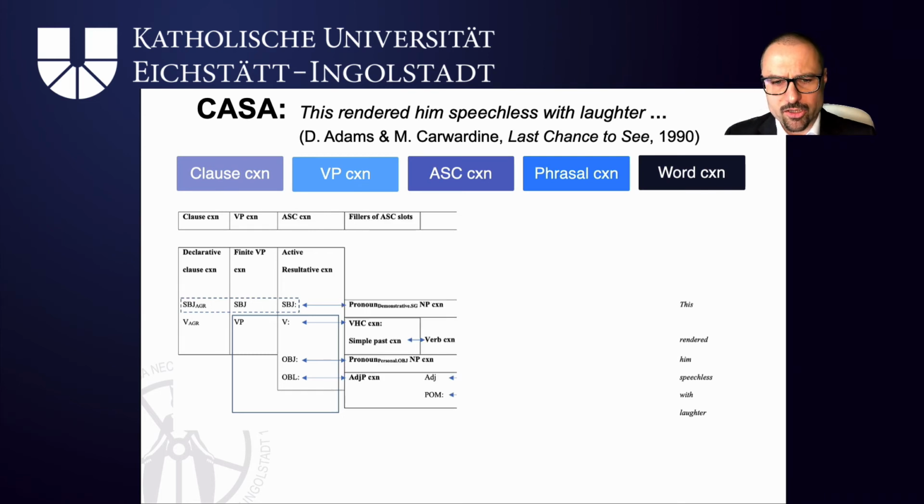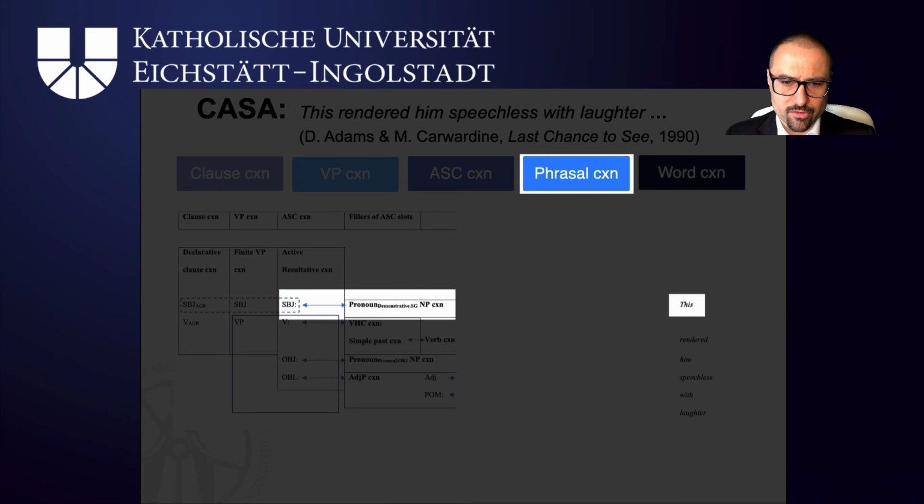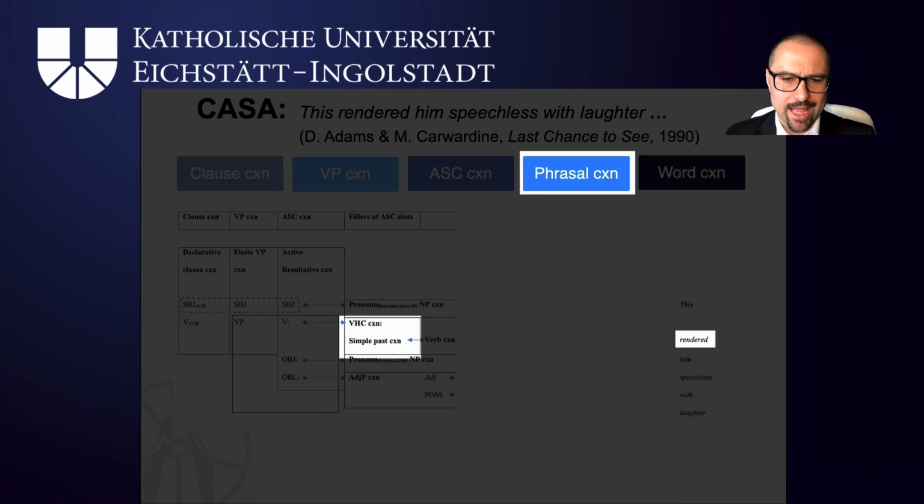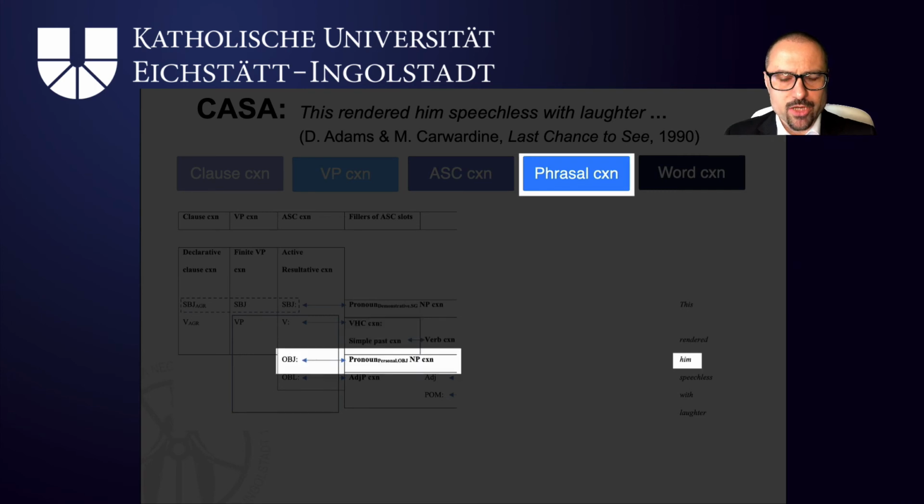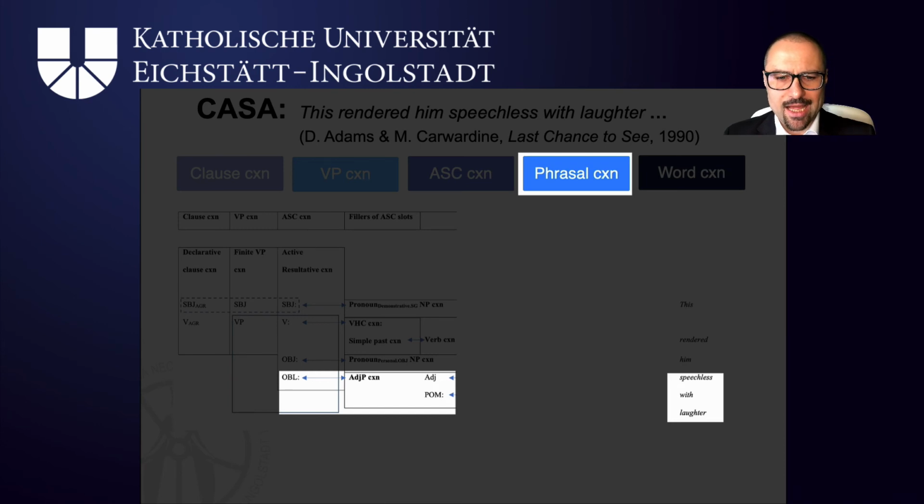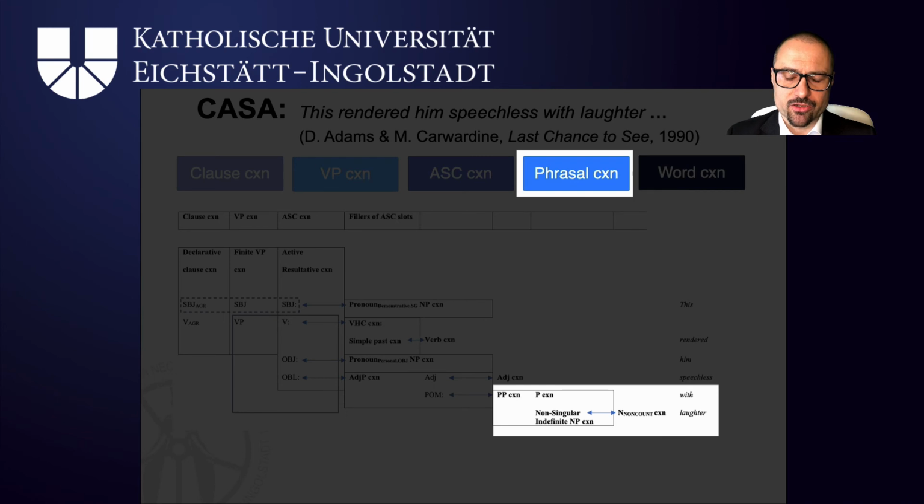The fillers of the argument structure slots in this case are a demonstrative third-person singular pronoun noun phrase construction, this. Our verb head complex is a simple past construction. Our object is again filled by a pronoun NP construction. And our adjective construction has the adjective head, speechless, and a post modifier, a prepositional phrase. And in this prepositional phrase, the ground slot is going to be filled by laughter, a non-count noun.